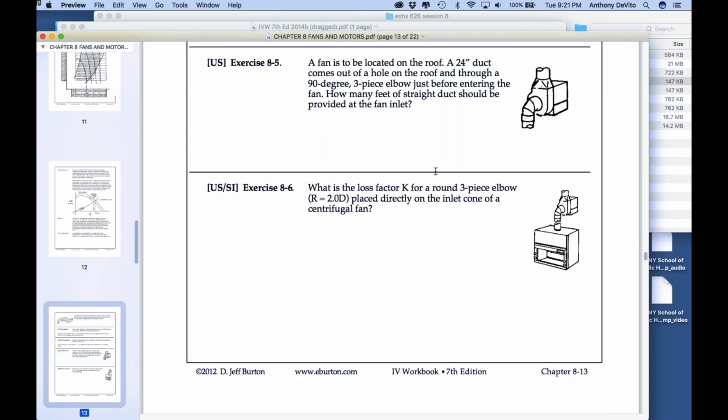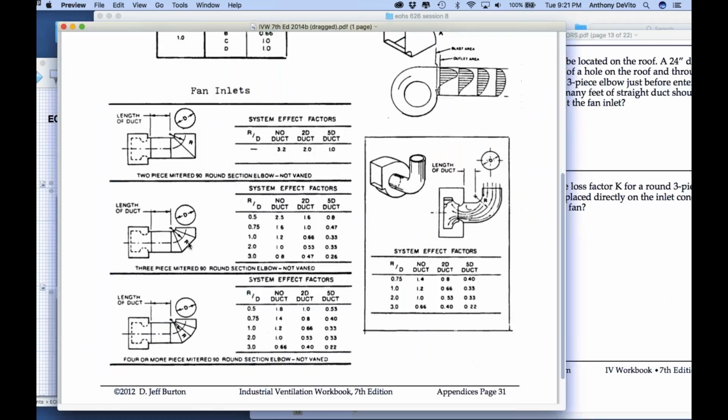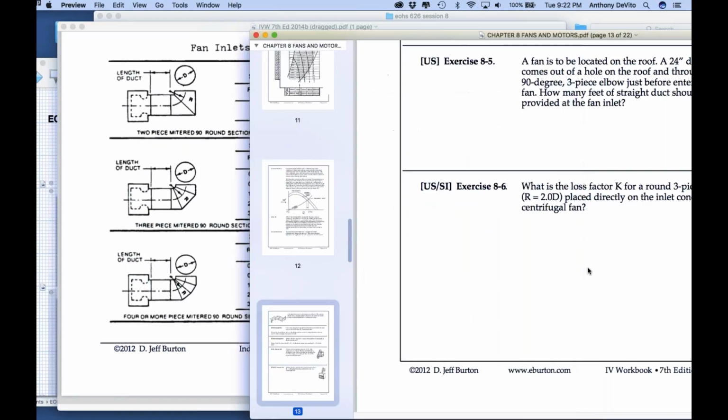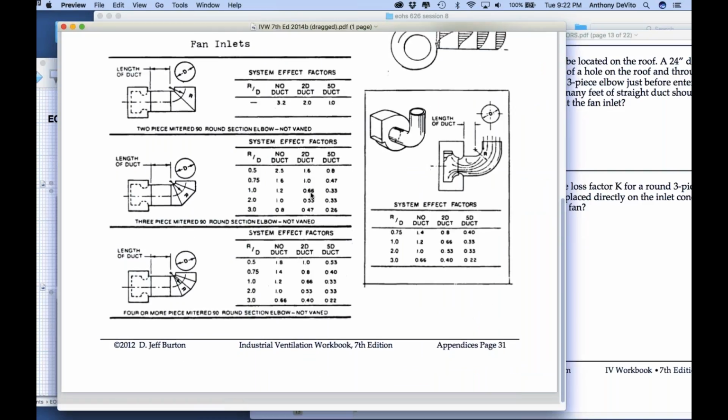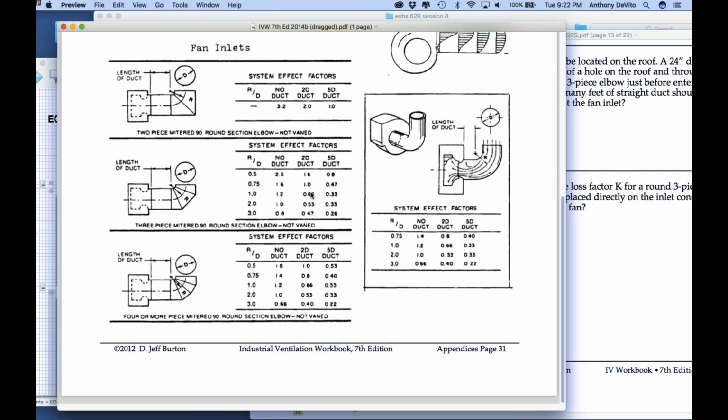Okay, I think they're going to have another question coming up where it asks you, what is the K factor for a 3-piece elbow with a radius of 2 times the diameter, placed directly on the inlet cone of a centrifugal fan? It's 3-piece, the radius over diameter is 2, and right at the duct, the K factor is 1. It's not as big a system loss. The 2 is in diameters.